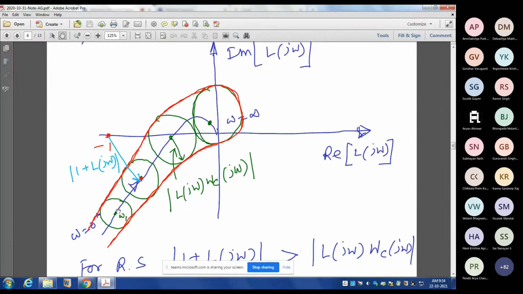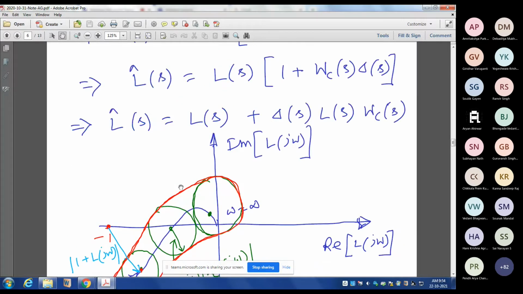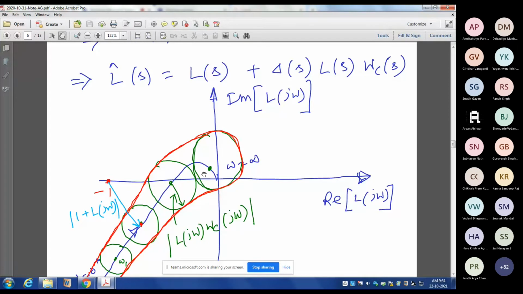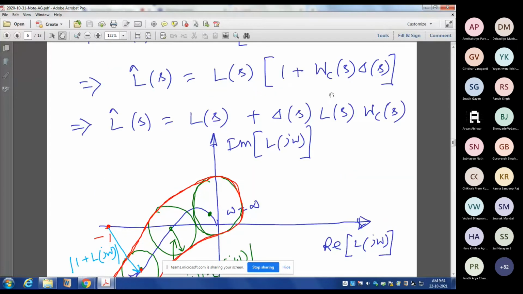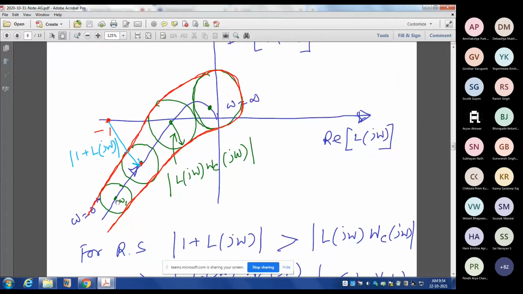This is your L(jω1). Around that you have some uncertainties. What is the magnitude of uncertainty? |WC(jω)| times |L(jω)|. The magnitude of uncertainty is less than or equal to |WC(jω)| |L(jω)|. That's why I have drawn a circle around this L(jω1) point.